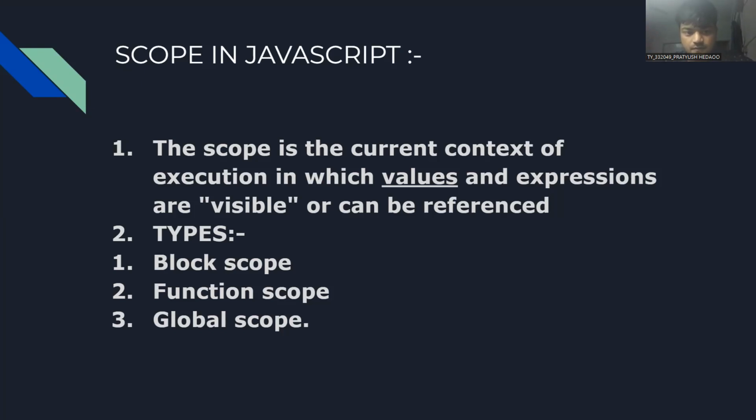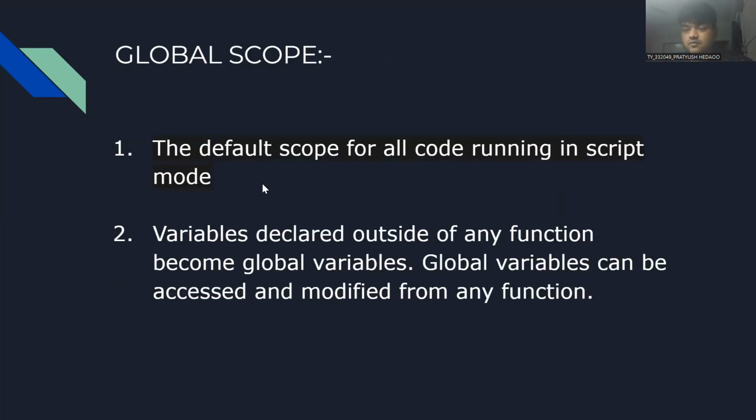Block scope, function scope, and global scope. So pretty much it's here. So global scope, as the name suggests, is that if you assign a value to a variable, it's going to be valid everywhere in the program, and that's how it's done.